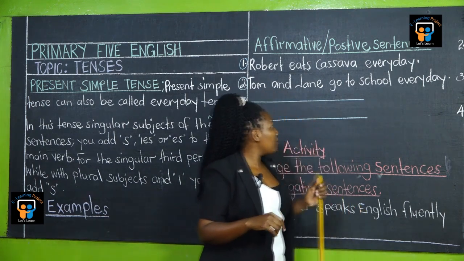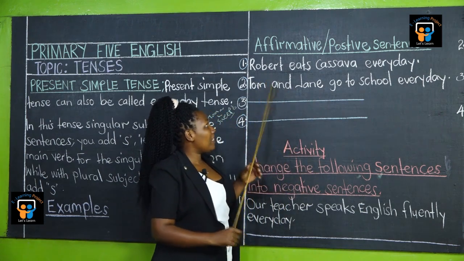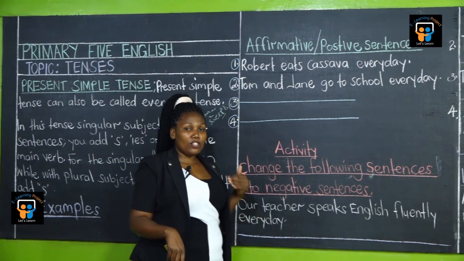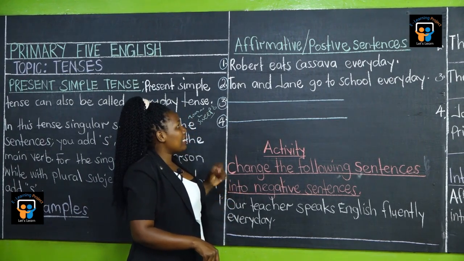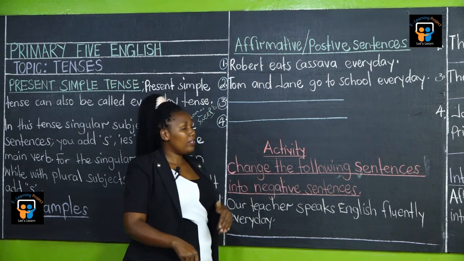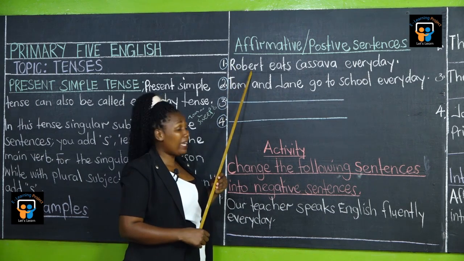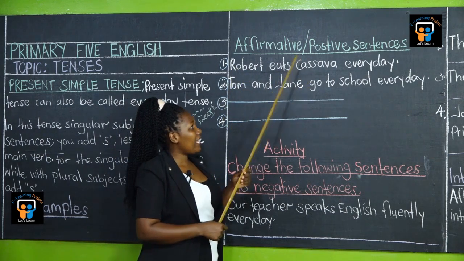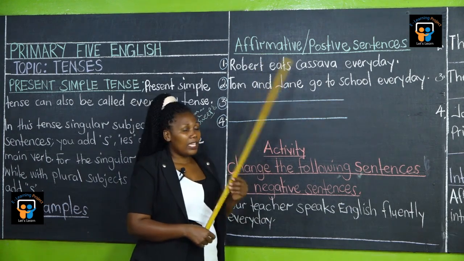So we continue and look at affirmative. I told you that affirmative, those are positive sentences. Those sentences that don't take not when you're writing them. For example, here, Robert eats cassava every day. Robert eats cassava every day.